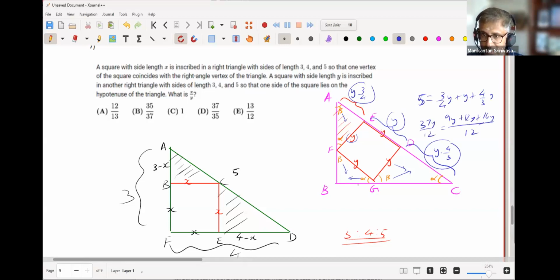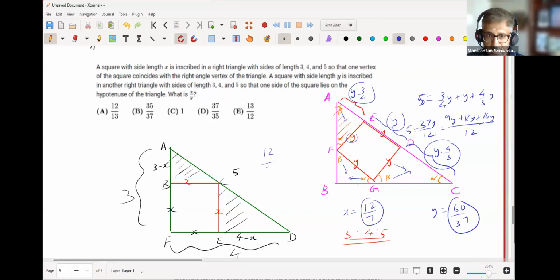That's equal to 5. Therefore, y is 60 by 37. And then x was, if I recall, 12 by 7, I think, right? 12 by 7. Therefore, x by y is 12 by 7 divided by 60 by 37. So which is 37 by 35.